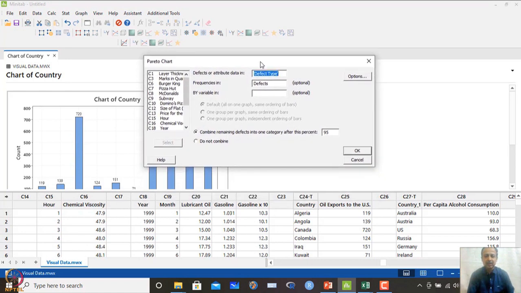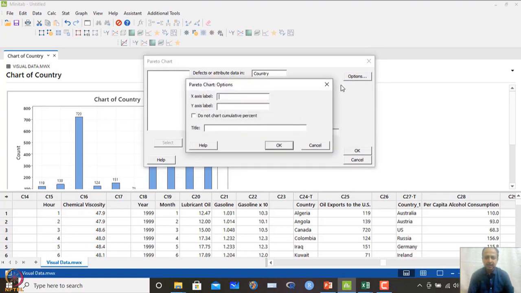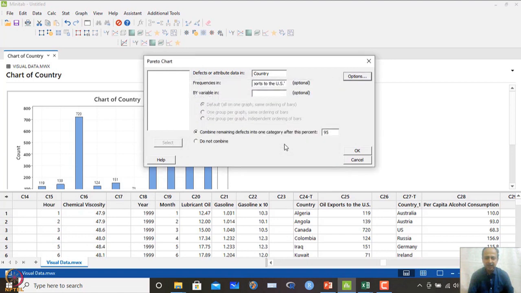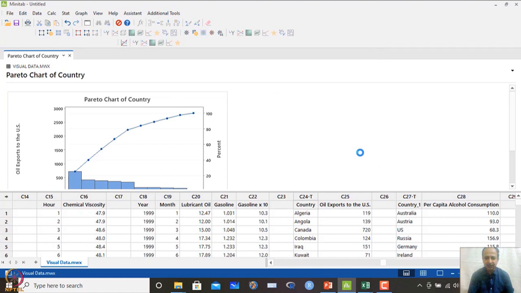I will go to this Pareto chart option, and what I will do is go to the defects field, where the category is given as country, and frequency is given as oil export. So this is country and oil export. Combine this, and any options you can label, you can title. I am combining anything more than 95% into one category. This is by default Minitab text.